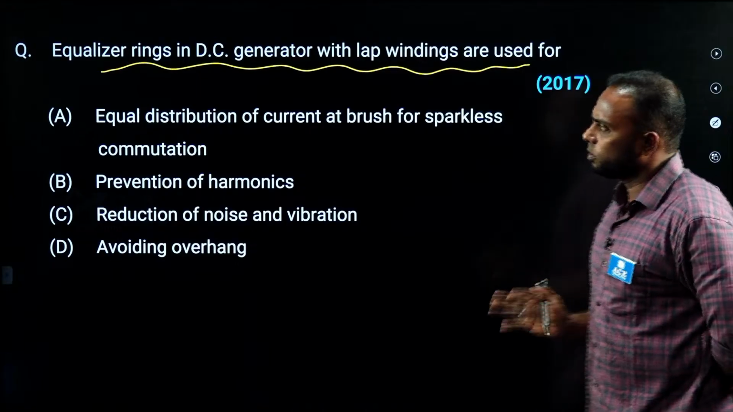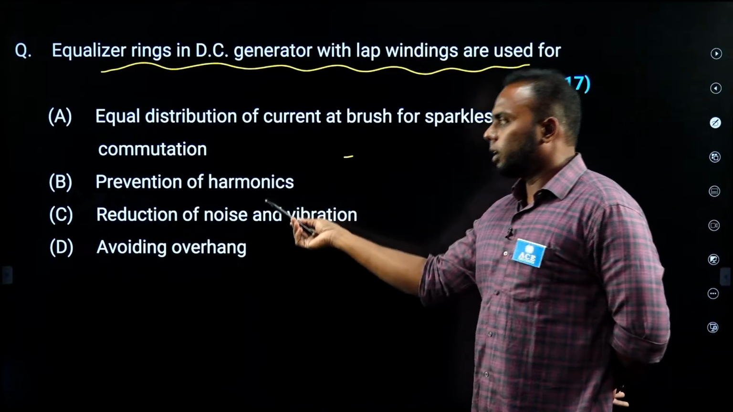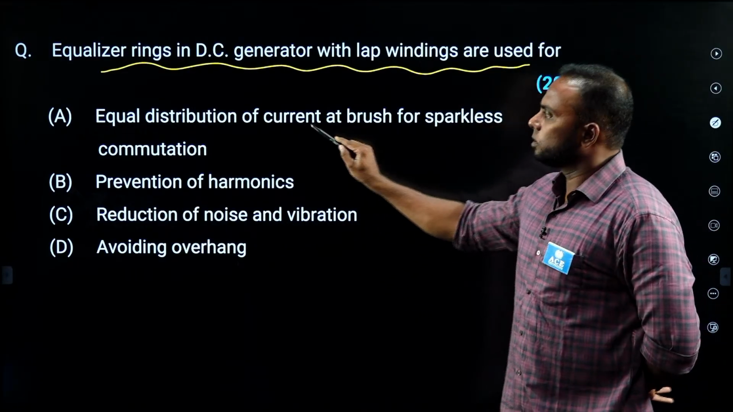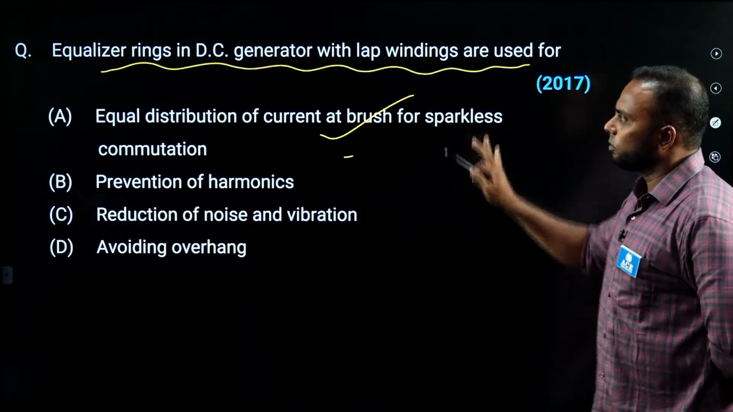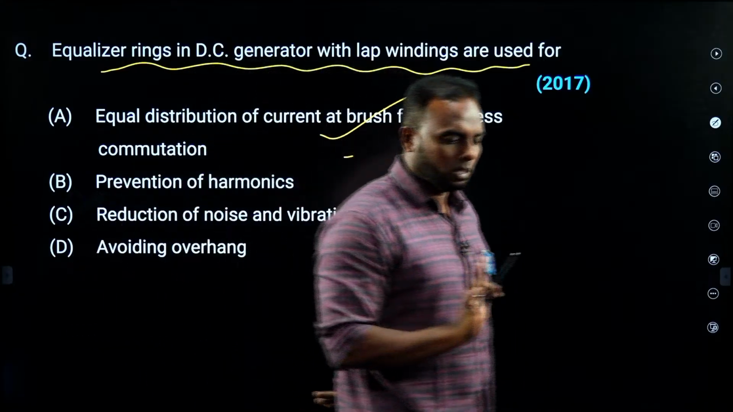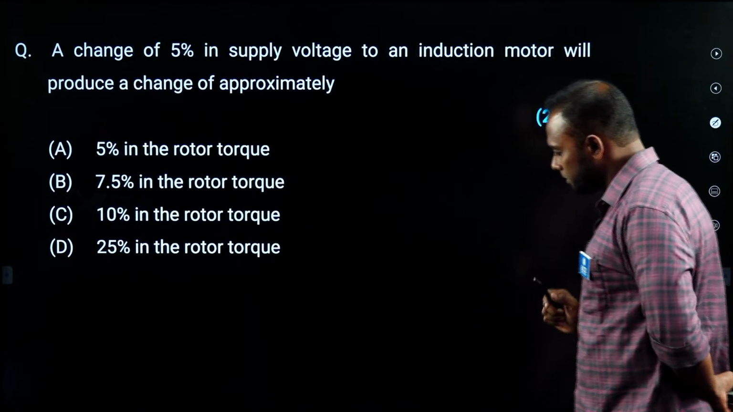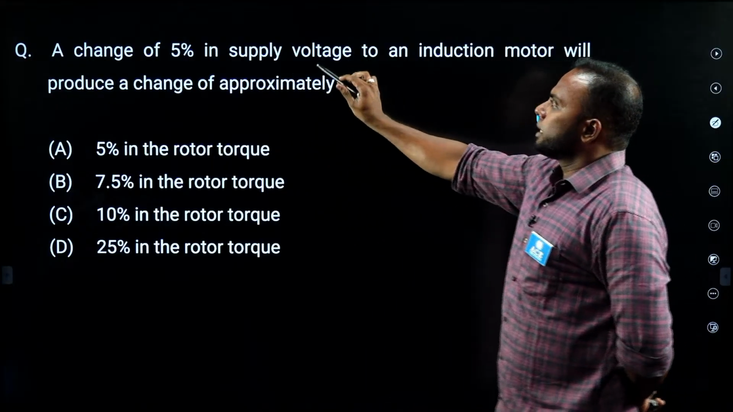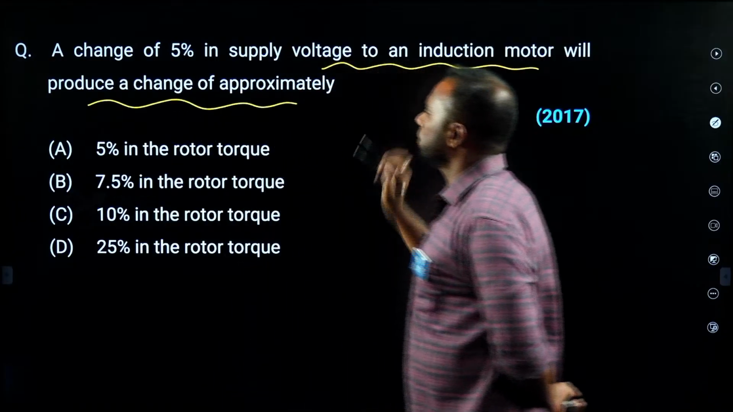In lap windings. Now here, equal distribution of current at brushes for sparkless commutation, prevention of harmonics, reduction of noise, these are not correct. Avoiding overhang, no. So the answer is equal distribution of current at brushes for sparkless commutation. Whenever circulating currents are eliminated, automatically smooth current reversal takes place, so commutation will improve. Okay. Next question. See this question. You try to answer this. A change of 5% in supply voltage to an induction motor will produce a change of approximately dash.